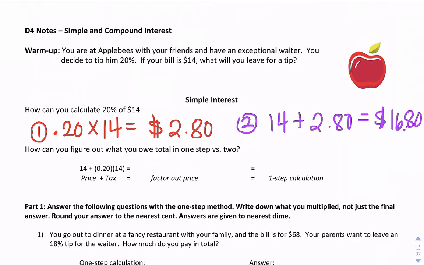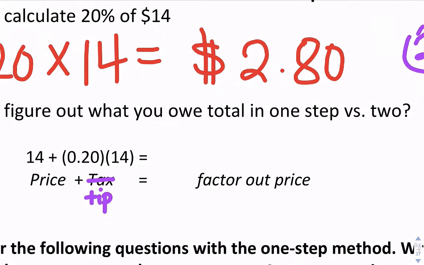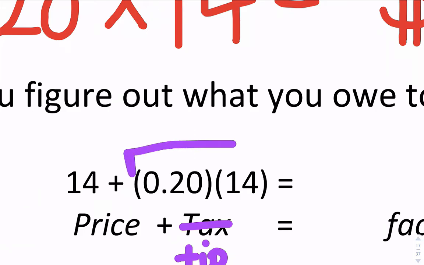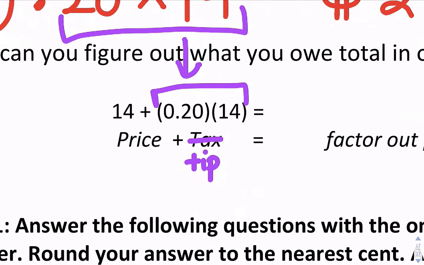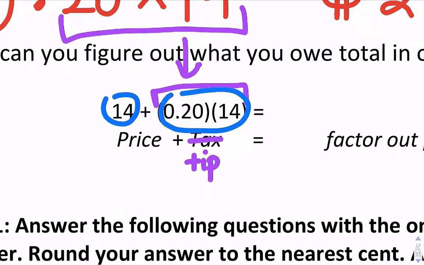How can you figure out what you owe total in one step versus two? So again, what we did is we took our price, plus it says tax, but I should say the tip. All right, so the price plus the tip. One way that you can do this is, again, we took our $14 plus here's the tip amount. We did that 20% times the 14. So if you take a look at that, what do each of these terms have in common? And if you notice, they both have the 14 there.